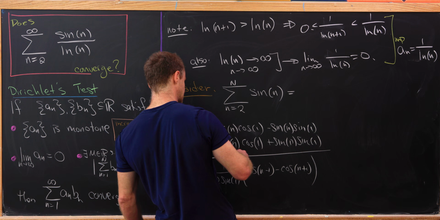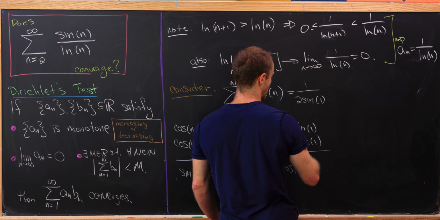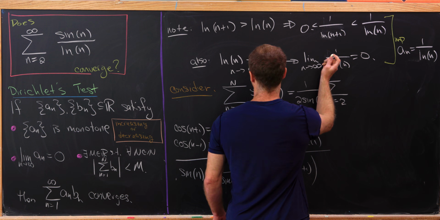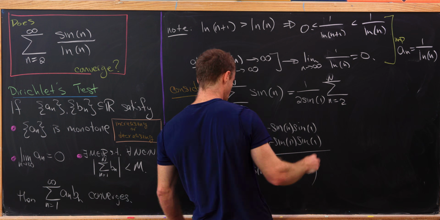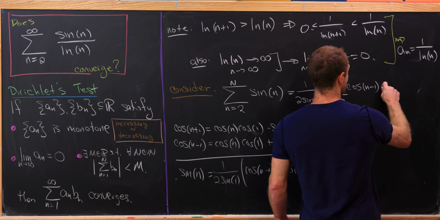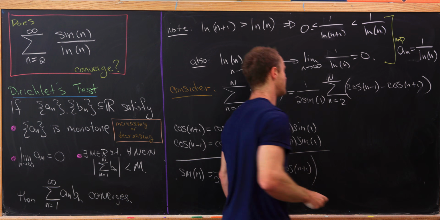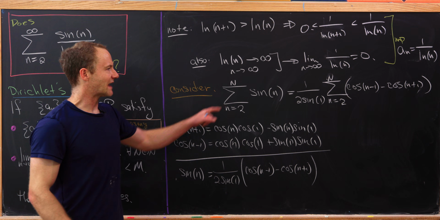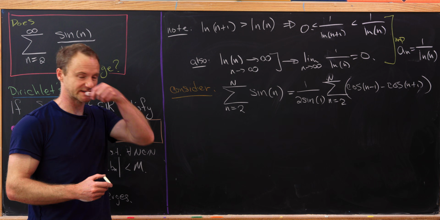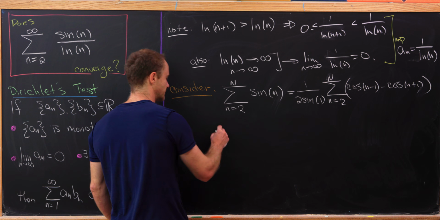So this is in fact equal to 1 over 2 times the sine of 1, and then we'll have this sum as n goes from 2 up to capital N of this cosine of n minus 1 minus the cosine of n plus 1. Okay, nice. So now let's investigate that. And maybe instead of splitting it apart and re-indexing, let's just write the first couple of terms. I think that maybe gives us some intuition.